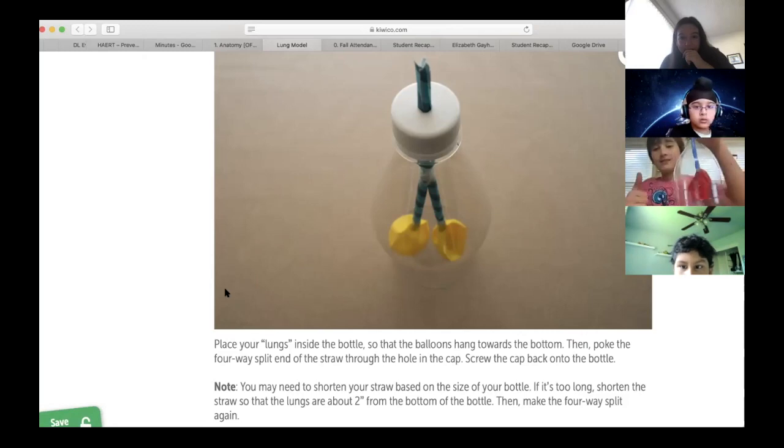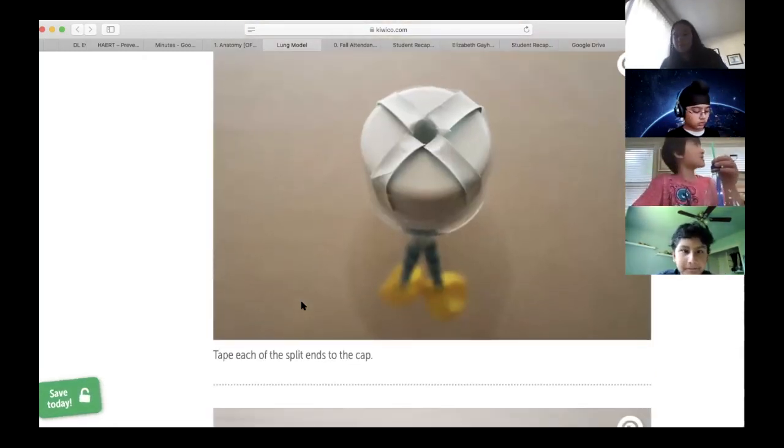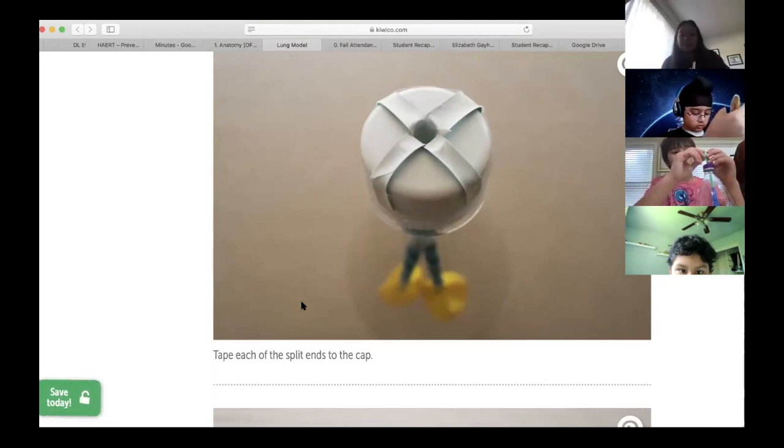Oh my gosh, I'm so excited for this. Okay. So from here, you're going to want to bend the 4-way split over. So bend it over, and then you're going to tape the sides down.